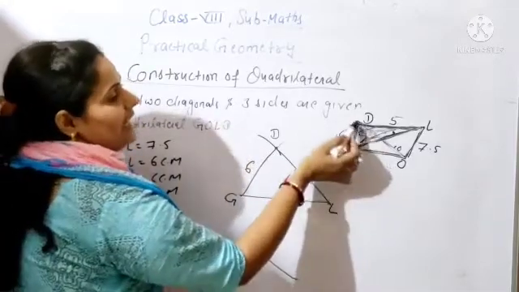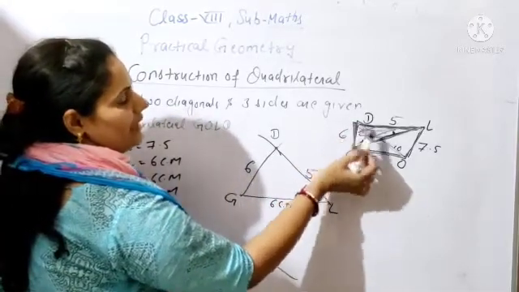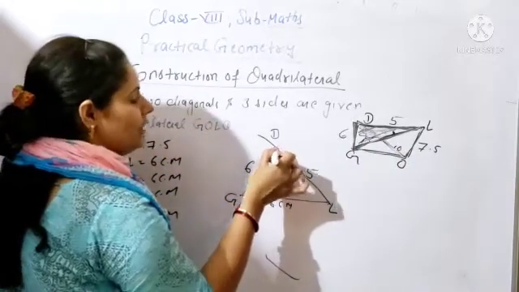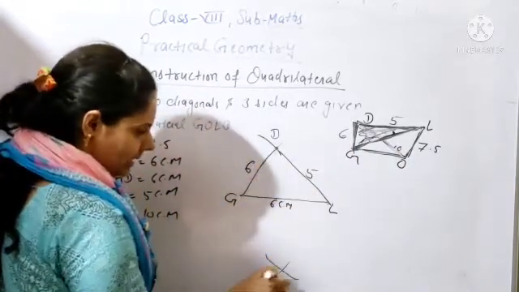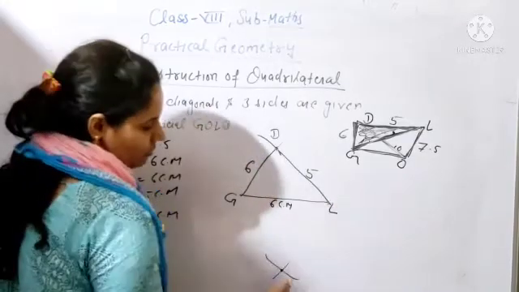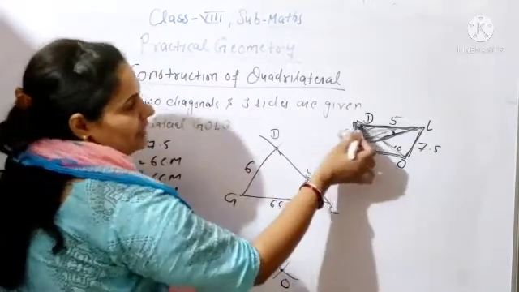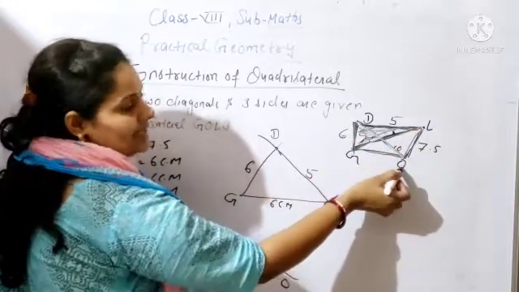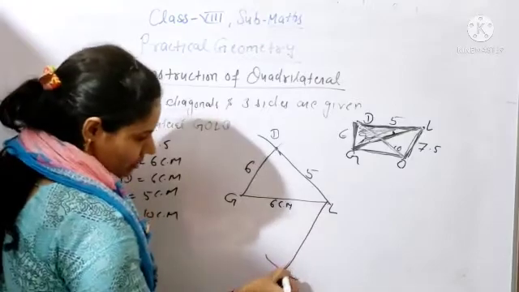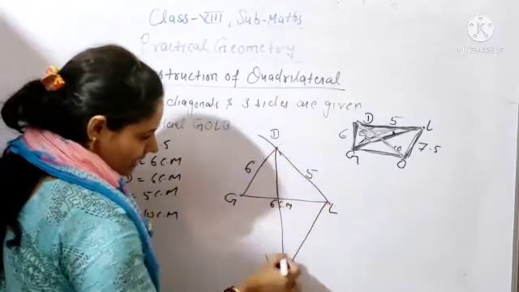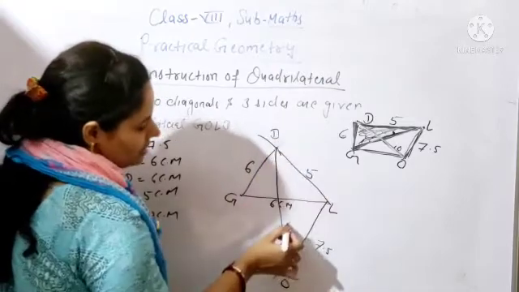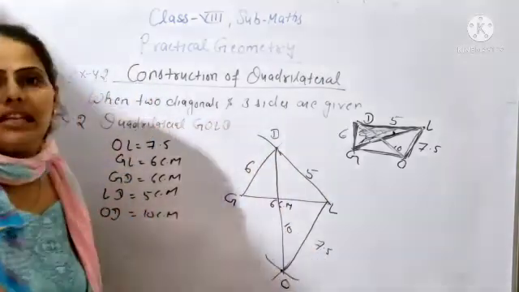But the second diagonal is given, and this is the diagonal DO. And what is the length of DO? 10 centimeter. So from point D you will open your compass 10 centimeter and draw the arc. Both the arcs will intersect at point O. Clear? Because this one and this one, both the lines intersecting point is O. Now you will join the line LO, and the second line is DO. This is the length 7.5, and DO is your second diagonal and the length is given, 10 centimeter.